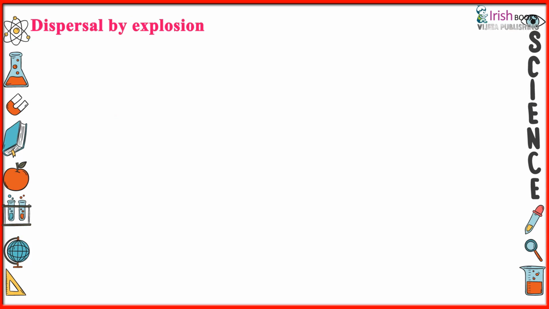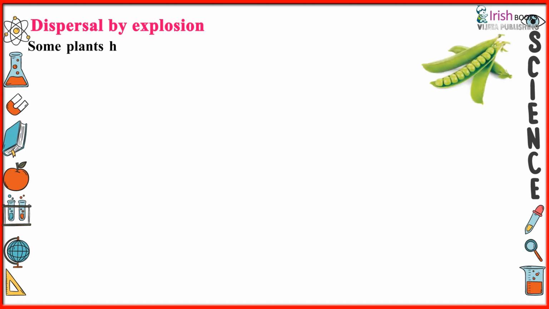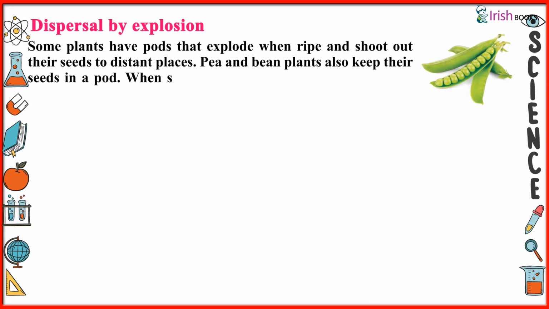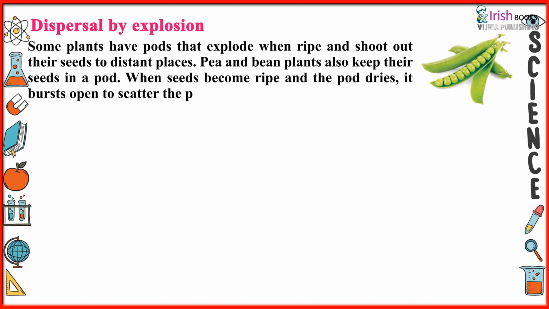Dispersal by explosion. Some plants have pods that explode when ripe and shoot out their seeds to different places. Pea and bean plants also keep their seeds in a pod. When seeds become ripe and the pod dries, it bursts open to scatter the pea and bean seeds.